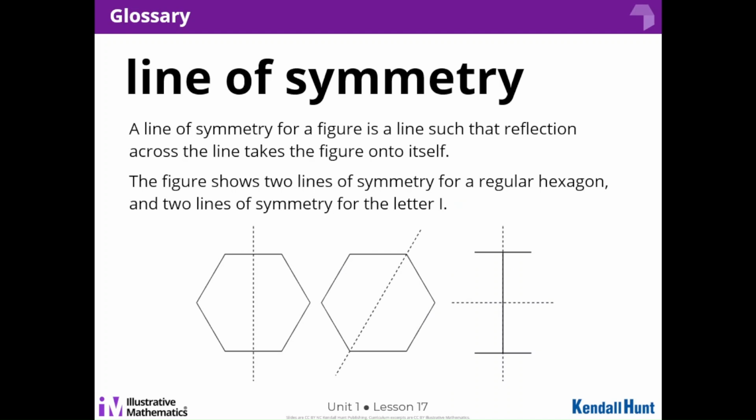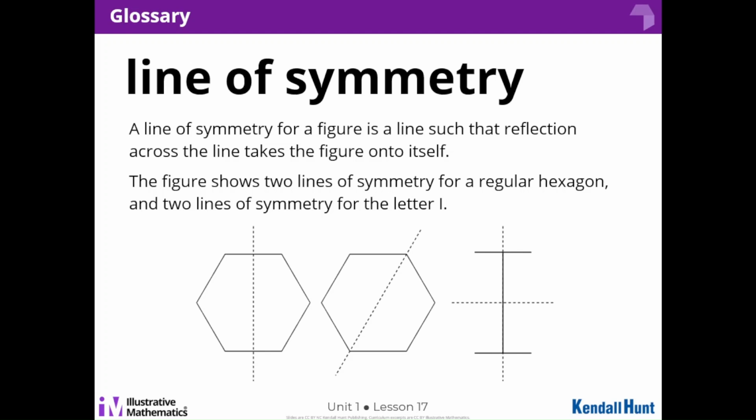Line of symmetry. A line of symmetry for a figure is a line such that reflection across the line takes the figure onto itself. The figure shows two lines of symmetry for a regular hexagon and two lines of symmetry for the letter I. So in the first one, we can see that if we folded that from left to right, the image would go right onto itself.